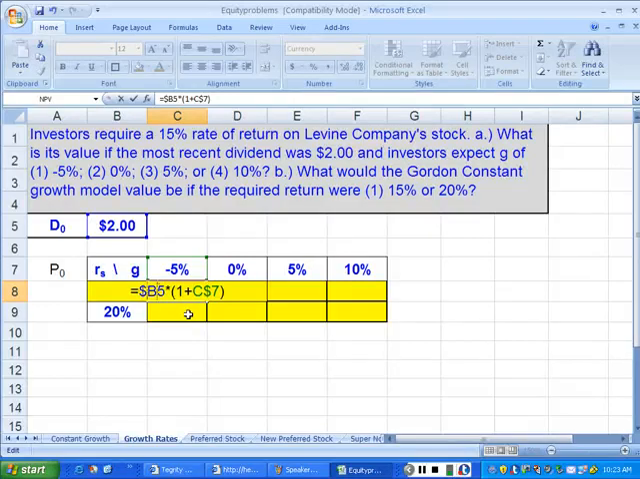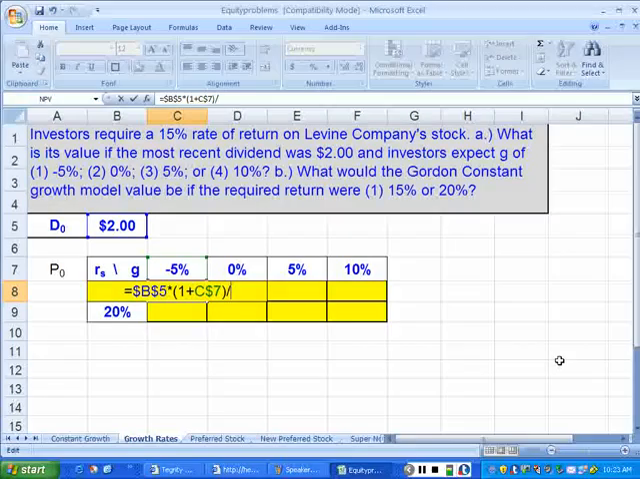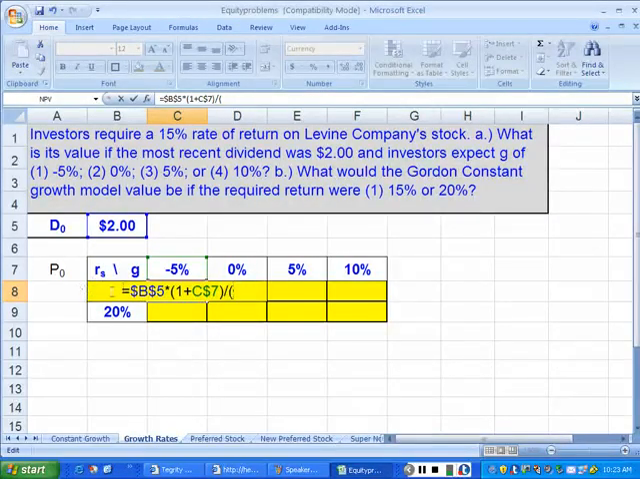at that $2 limit. Now, I'm going to take that, and that is a representation of the dividend at time 1 under the various growth rates. In the denominator, I want R sub S minus G. Now, R sub S is the information that appears in this very first column, so that would be the information in cell B8 that I want to have.